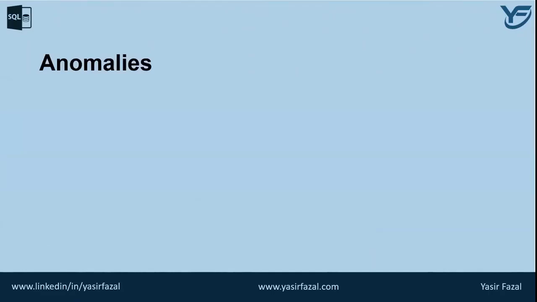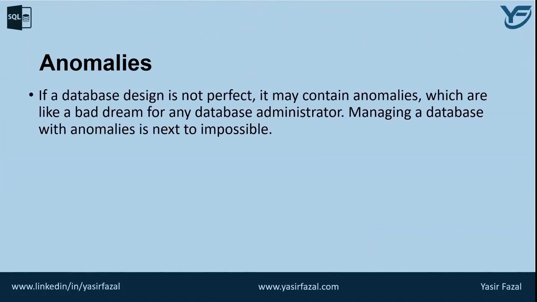So when I use the term anomaly, it means that while designing a database, I made some kind of a mistake and the database design is not perfect. And it may contain some problems which can be called anomalies, which are like a bad dream for any database writer or programmer. Managing a database with anomalies is next to impossible. So there are three kinds of anomalies theoretically.